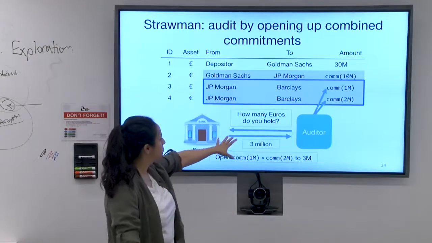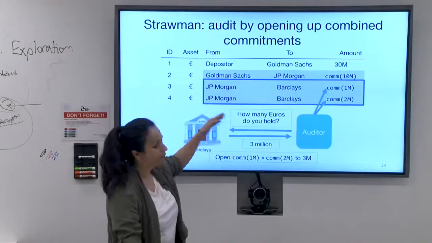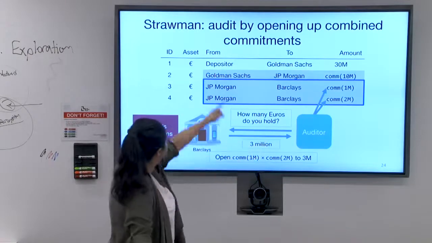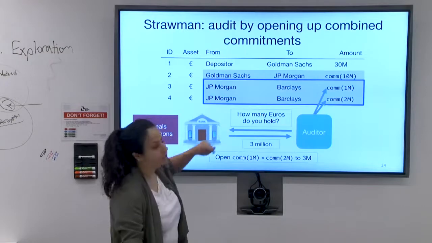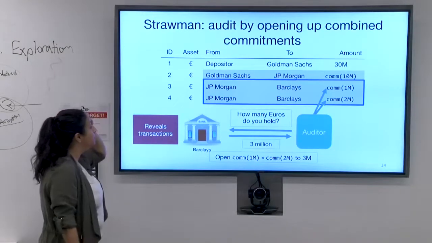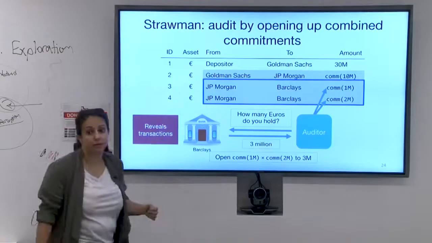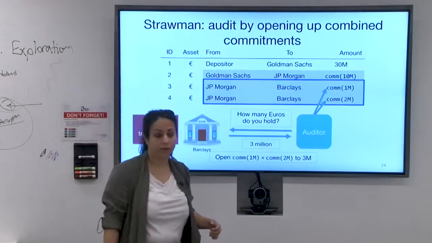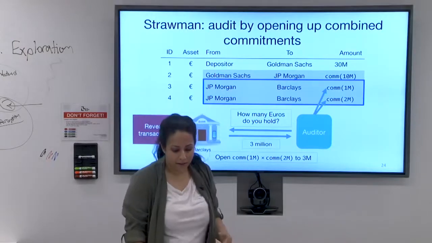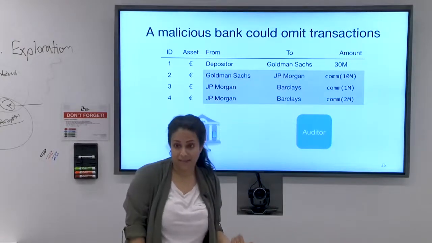So kind of just sort of in figures showing what we did there, the auditor can look at those two commitments, compute the product for themselves, and confirm that this 3 million lines up with what they see. However, this has the problem that it reveals the transactions in which Barclays was involved, right? Barclays is saying, hey, multiply these two things together, right? And not only that, Barclays could lie, okay?